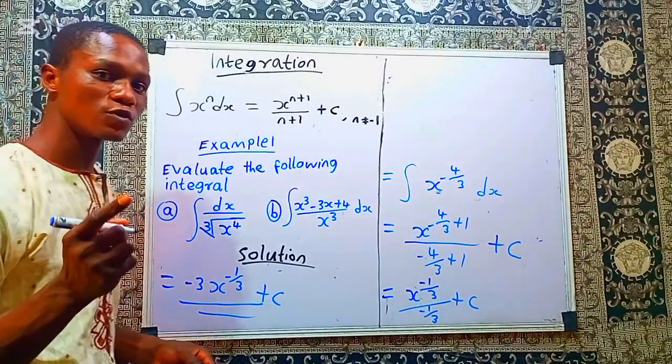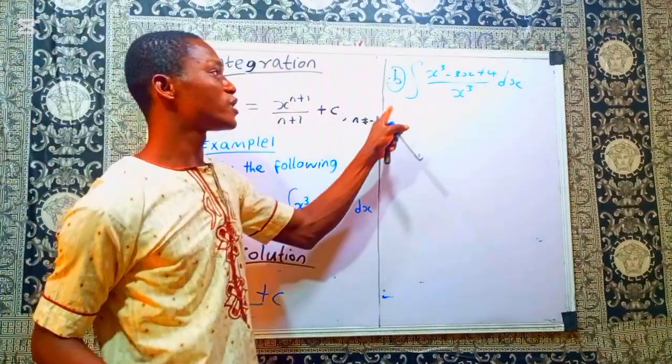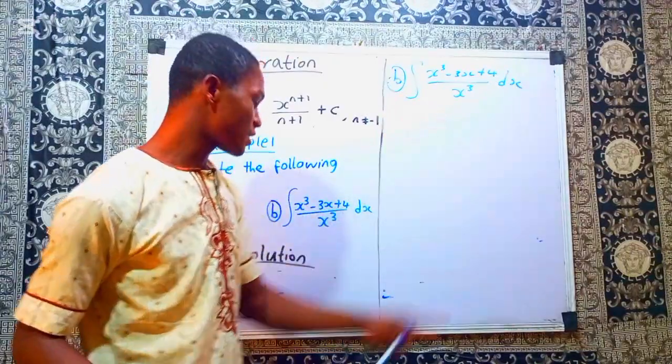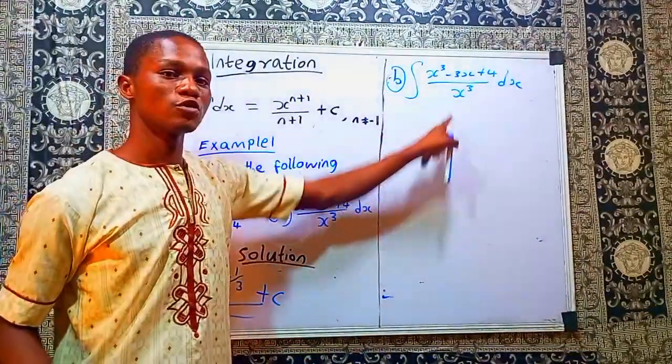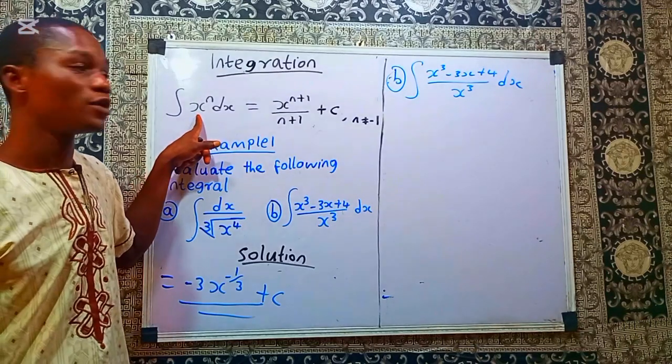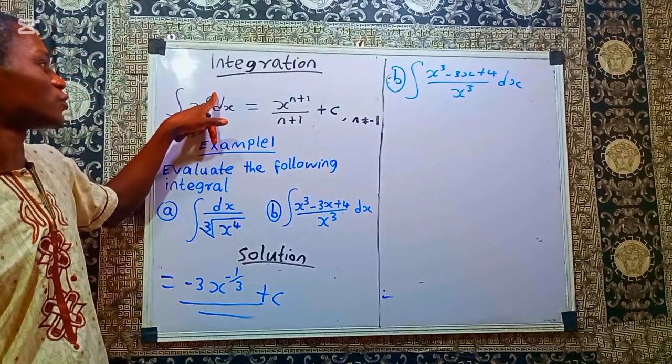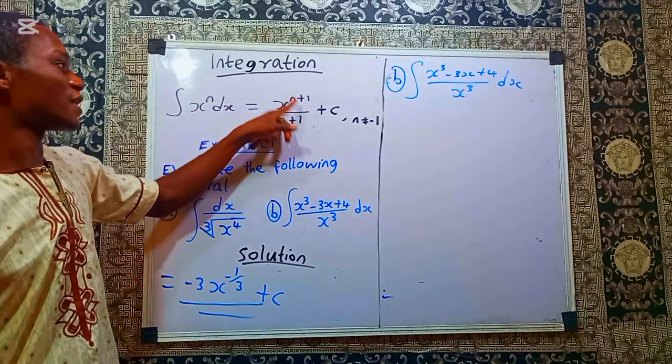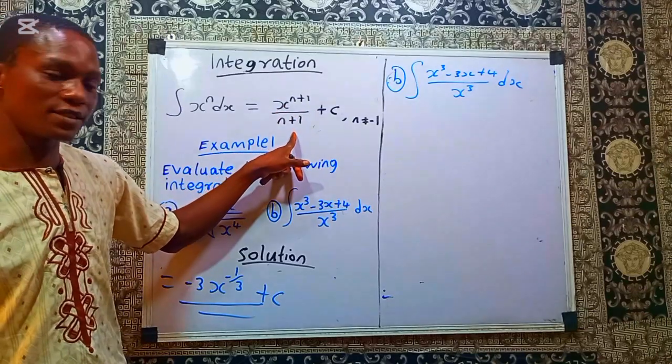So let's go over to the question B. This is the question B we need to solve. That's the B part. I've written it here. So we want to integrate this, but we want to use this formula for integration. You add 1 to the power, then you divide by the result, right?